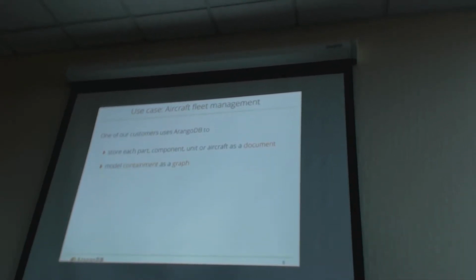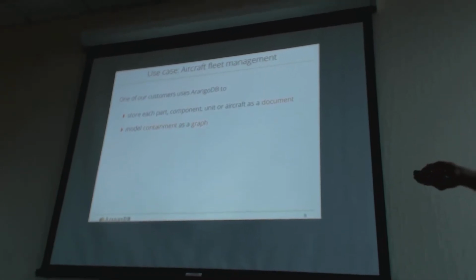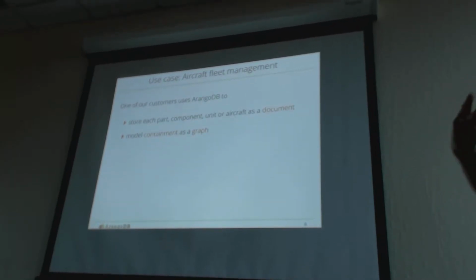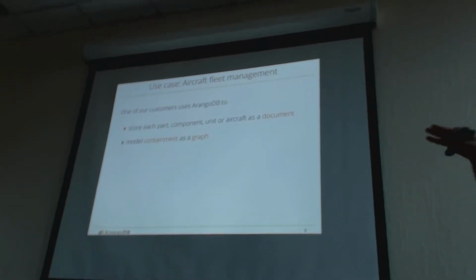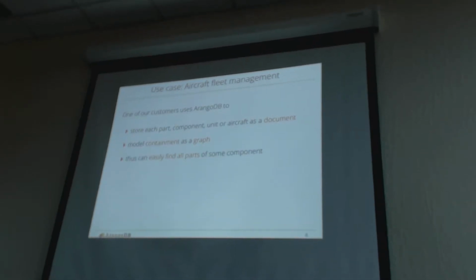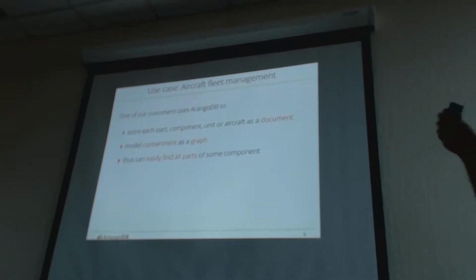Anyway, what they do is they store each part, each component, each unit and each aircraft as a document, and they do containment of parts into components as a graph. Because sometimes they need things like what parts are contained in this engine, say. So that's a graph traversal. But at the same time, they need to ask about all the fleet across the graph structure. They need to ask, give me the things which need to be maintained in a week's time. And so that's a prime example where this multi-model approach not only helps you to store the data, but also to support all the questions you might have about the data due to this single query language.